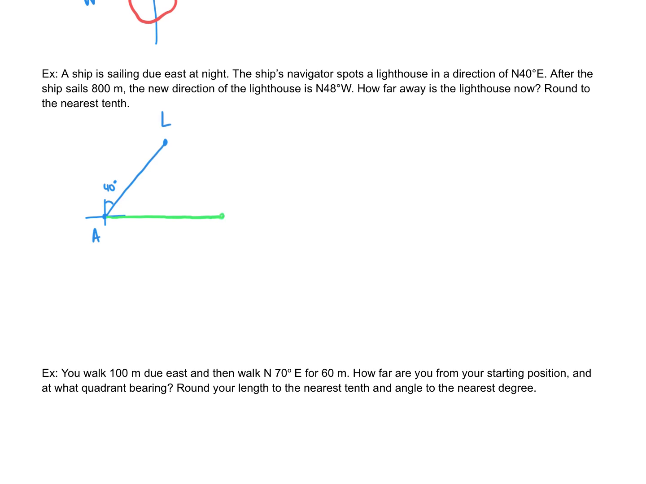So let's say here, and now the ship is at point B. Now the lighthouse hasn't moved, the ship has, and now with relation to its new position, the lighthouse is north 48 degrees to the west. And because I read this ahead of time, I knew that the lighthouse had to be in between the start and ending position of the ship because one was northeast, the other was northwest.